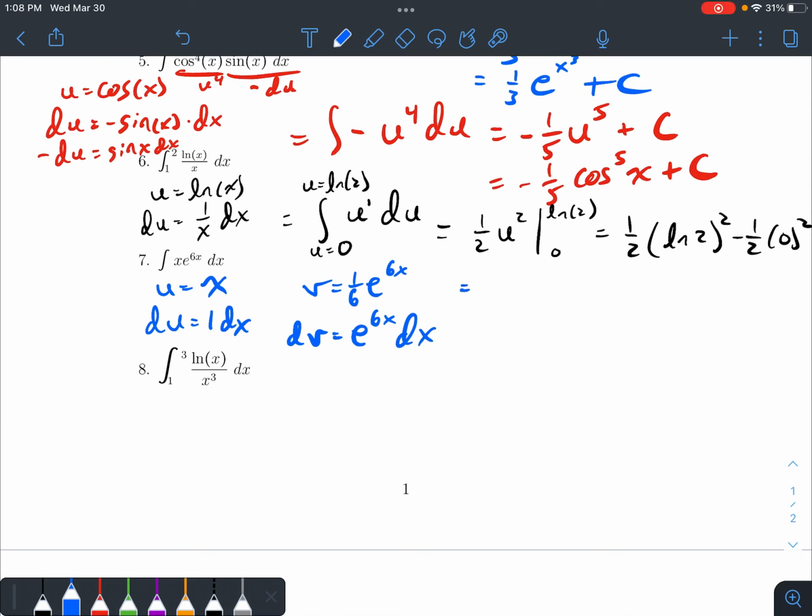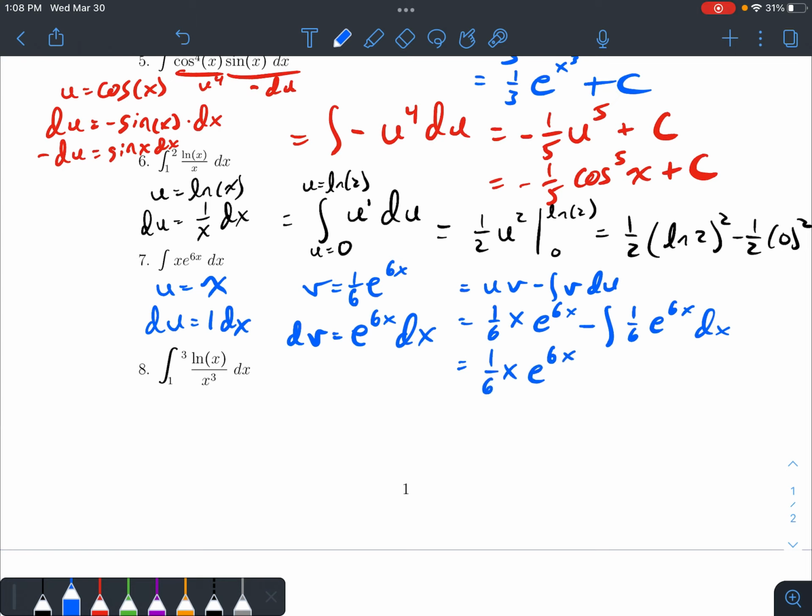All right, and so our integral becomes uv minus the integral of v du, because this is the integration by parts formula, which you should know. So uv becomes 1/6 x e to the 6x. I'm just rewriting this to put all the constants in front, and then e's and stuff like that all the way to the right. It's just standard notation. And then minus the integral of v du, which is 1/6 e to the 6x dx.